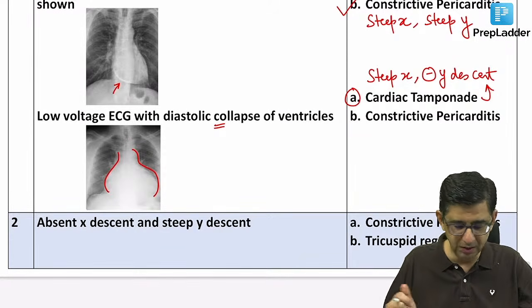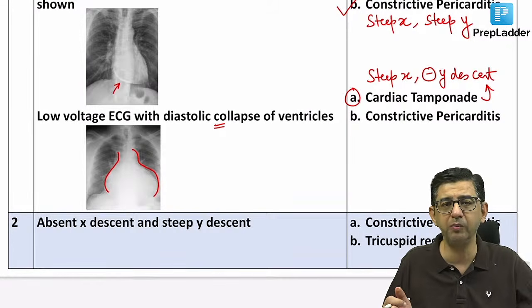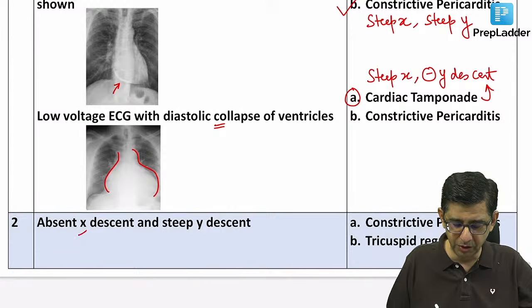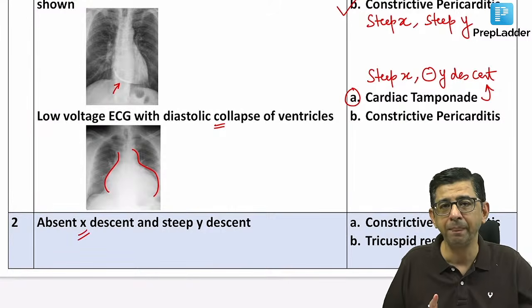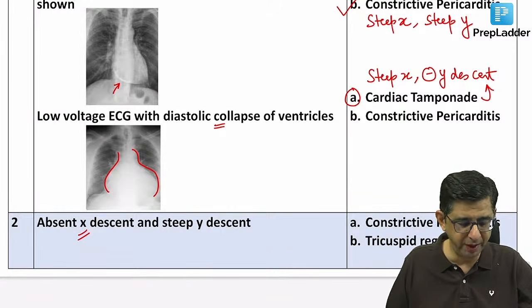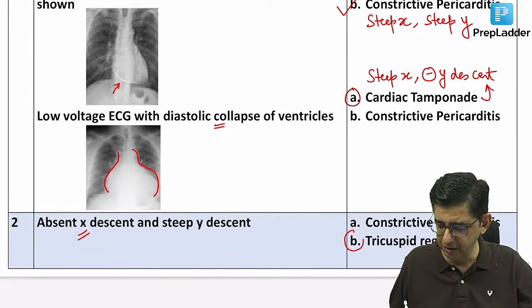Now, absent X descent and a steep Y descent. Yes, Ayush and Priyajit Dhar, they are spot on in their answers. Here, the question is not with respect to absent Y descent but is for an absent X descent, that would be for tricuspid regurgitation. And I had again very good answers, that would be CV wave.